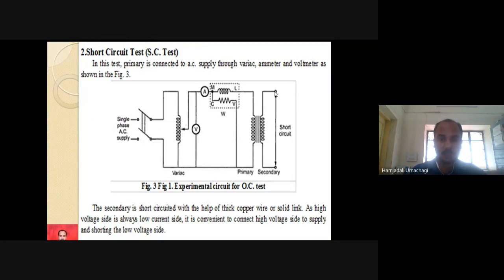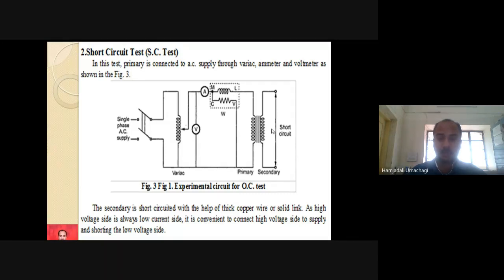Short circuit test. Short circuit test means the secondary winding should be shorted, and make sure this secondary winding is the low voltage winding, the LV winding. For the short circuit test, it is called a reduced voltage test. Reduced voltage test means a very small amount of voltage is sufficient to make the transformer carry rated current.